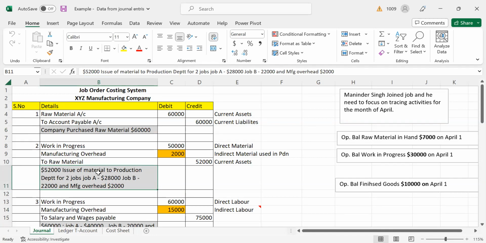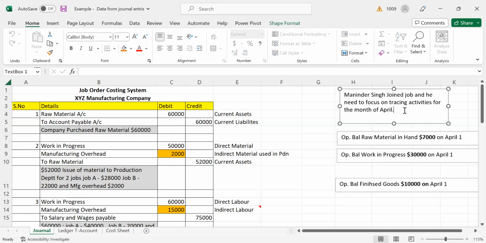Here, the case is that an employee, Maninder Singh, just joined a job, and he needed to focus on tracing some of the activities for the month of April. He found that in April there were opening balances: raw material $7,000, work in progress $30,000, and finished goods $10,000 on the 1st of April. So these were the three opening balances.